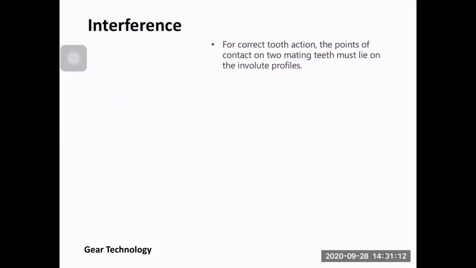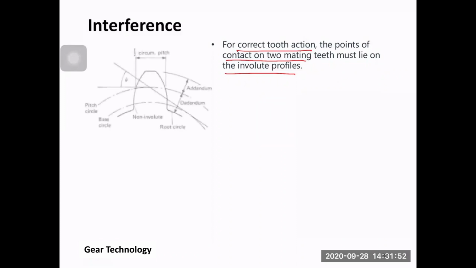So there is one more important point. It's called interference. In order to keep the velocity ratio constant, we have to have conjugate action. And in order to have conjugate action, we have to have involute profiles, okay? So for correct tooth action, the points of contact on the two mating teeth must lie on the involute profile. So when these two teeth come together, they should meet on the profile. They should meet on the involute profile only. Okay? Why am I saying that?